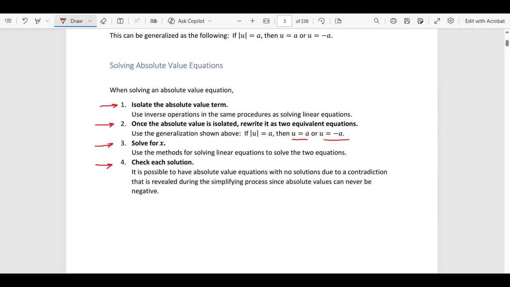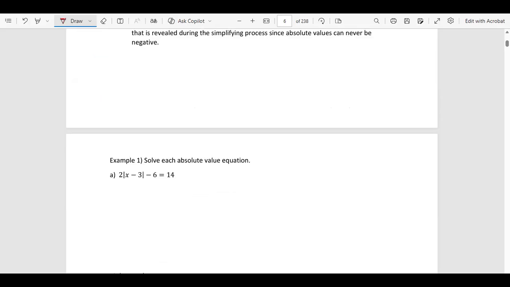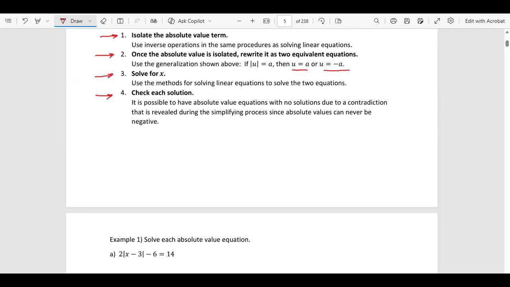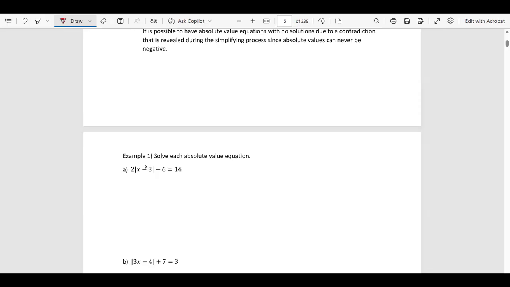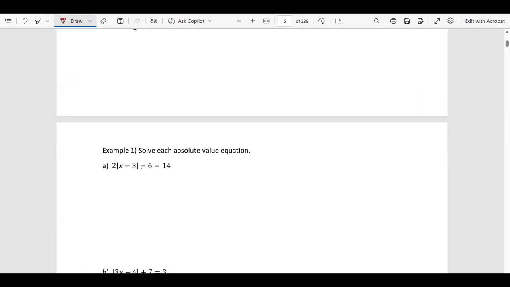Let's look at an example. I'm going to follow these steps. Step 1 says isolate the absolute value term. When you look at this equation, the absolute value term is this term. You want to isolate this one. That means you need to cancel 2 and you need to cancel -6, because those are the numbers on the left side with the absolute value.